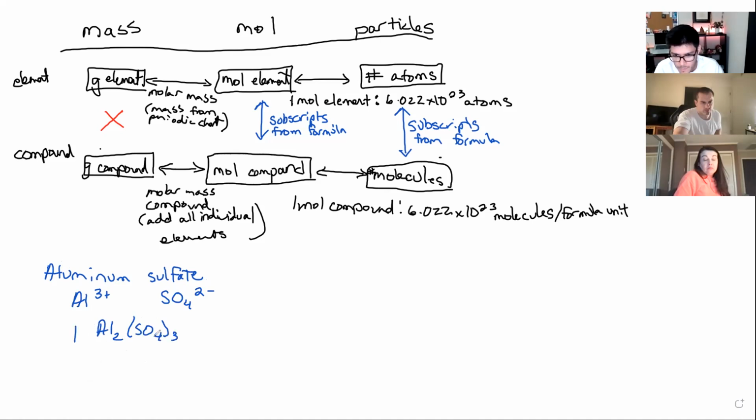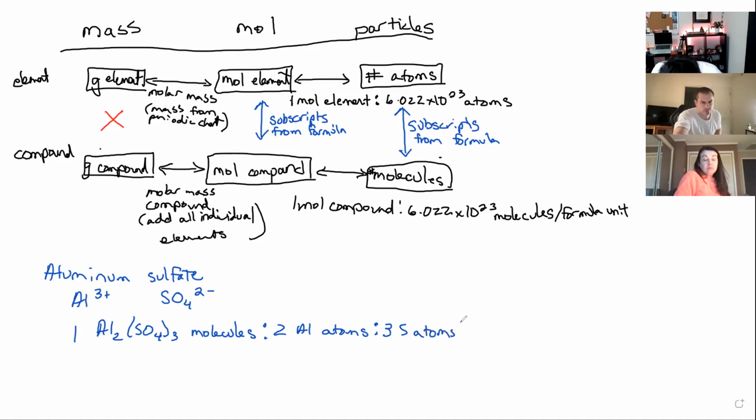So for one of these molecules, how many aluminum atoms do I get? The subscript tells me 2. So I get 2 aluminum atoms. How many sulfur atoms do I get? Well, sulfur's sitting here. There's 1 of them, but outside the parenthesis, there's a 3. So a total of 3 sulfur atoms.